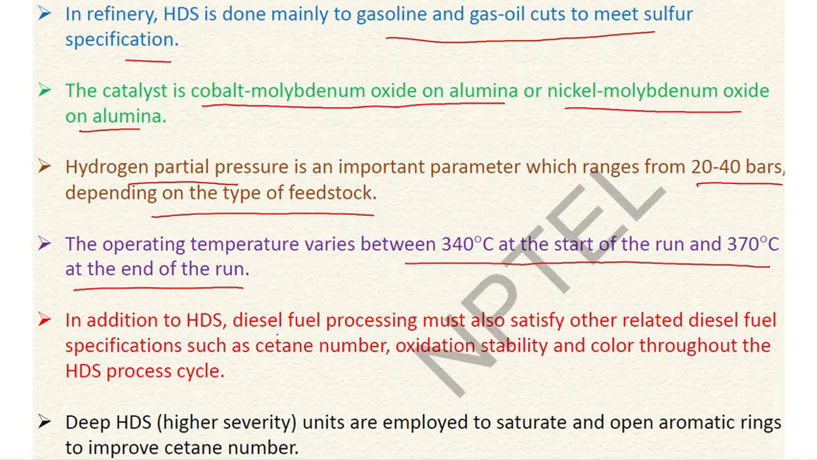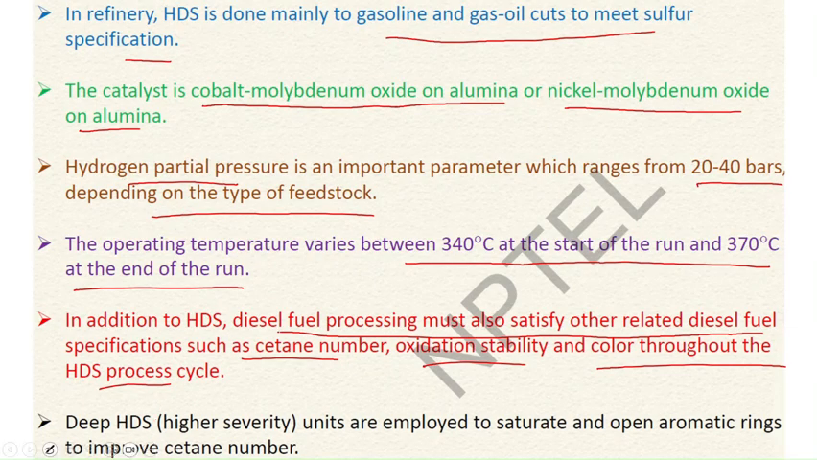The operating temperature may also vary between 340 at the start of the run to 370 at the end. In addition to HDS, diesel fuel processing must also satisfy other related diesel fuel specifications such as cetane number, oxidation stability, and color throughout the HDS process. Deep HDS units are employed to saturate and open aromatic rings to improve cetane number. Deep HDS, which is deep hydrodesulfurization, is basically higher severity. Higher severity means higher hydrogen partial pressure and higher temperature. All those are involved to improve the cetane number of the diesel cut.